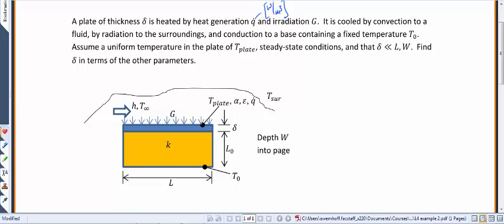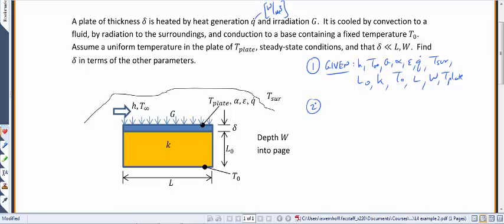So our goal is to find delta in terms of the other parameters. So following our routine that we explored with the first example problem, we can state that we're given everything in this problem except for delta, since we're solving for delta in terms of the other parameters. So we can say we're given H, T infinity, G, alpha, epsilon, Q dot, T surroundings, L0, K, T0, L, and W, and T plate. And we're trying to find delta. So our schematic is already provided for us.